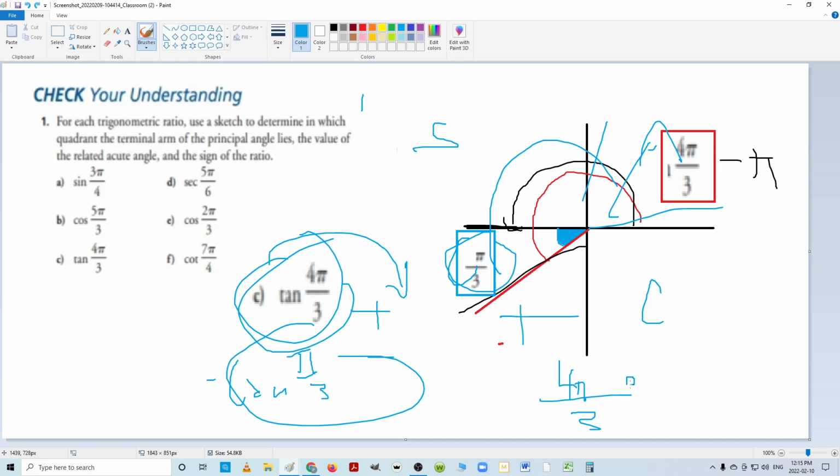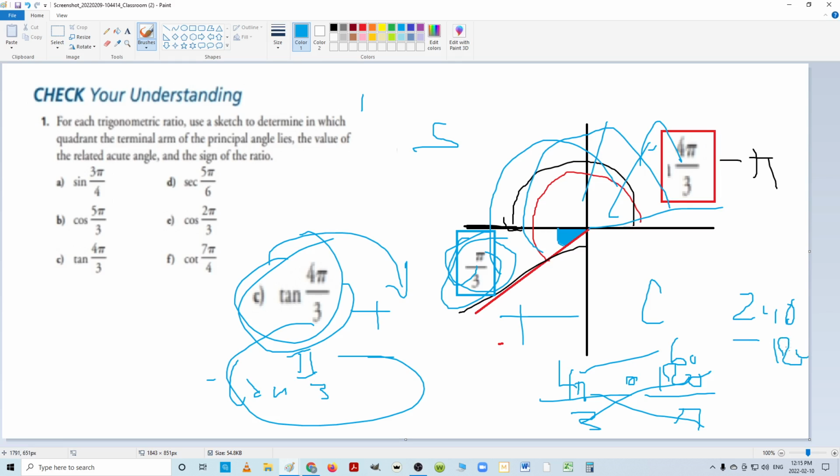By the way, what is 4 pi over 3 in terms of degrees? Well, we multiply it by 180 over pi. The pi's cancel out. 3 goes into 180, 60. 4 times 60 is 240. So that means the principal angle is 240. What is the acute angle? It's 240 minus 180. So this angle here is 60. So I can even come up with exact values from my exact value chart instead of using my calculator, because I have an exact value for 60 from my previous exercise.